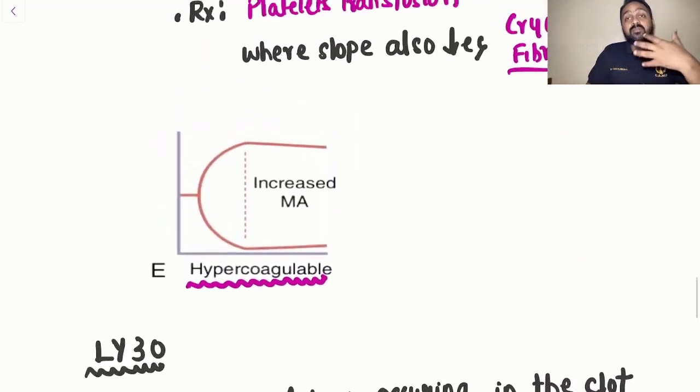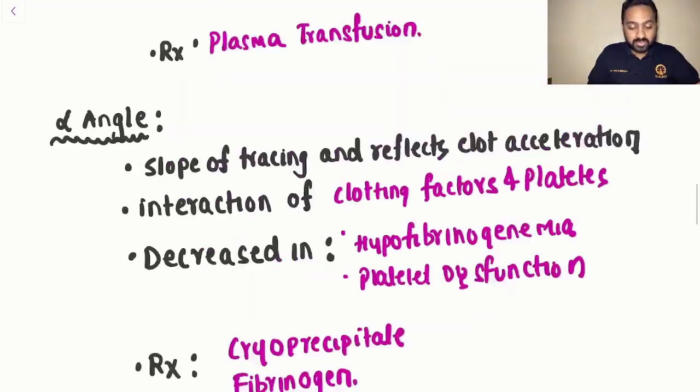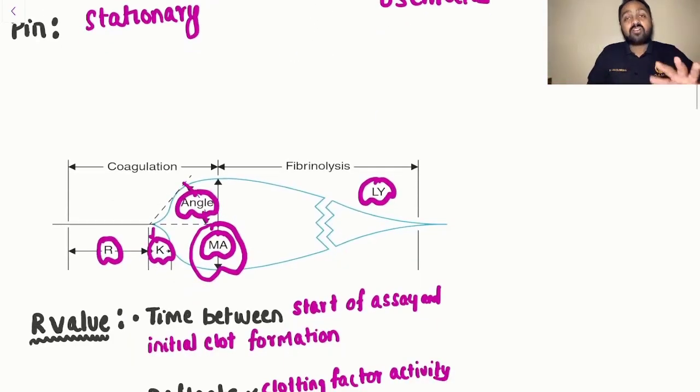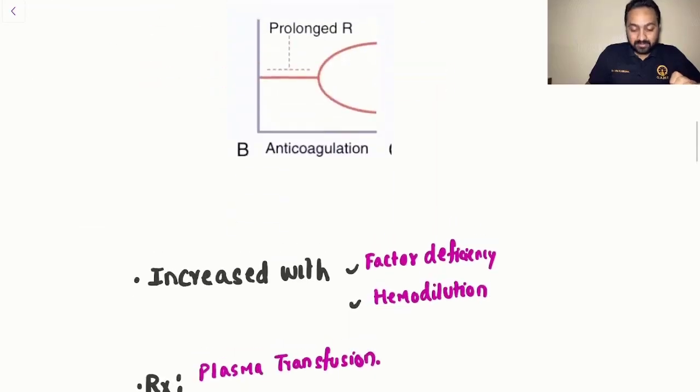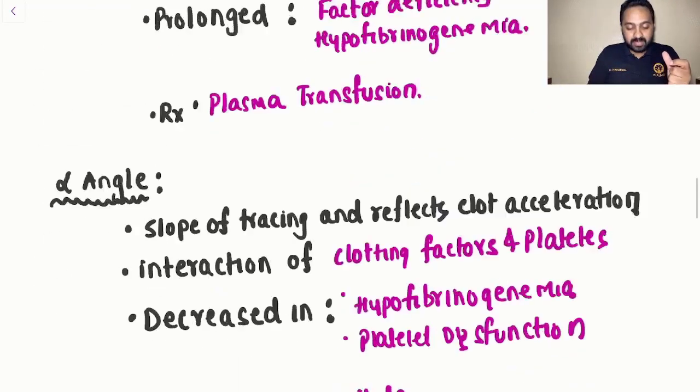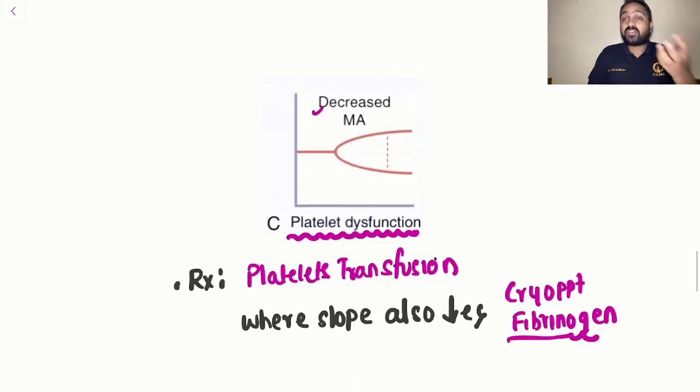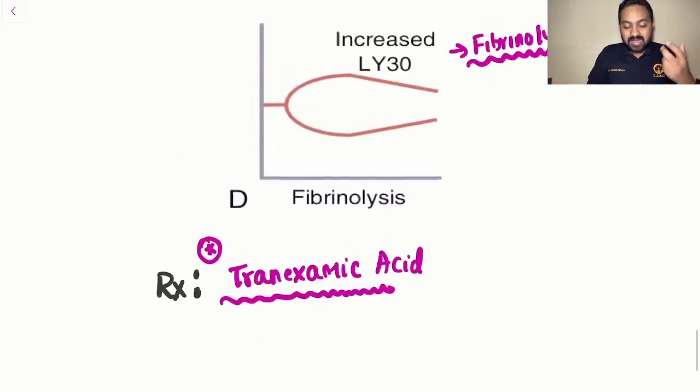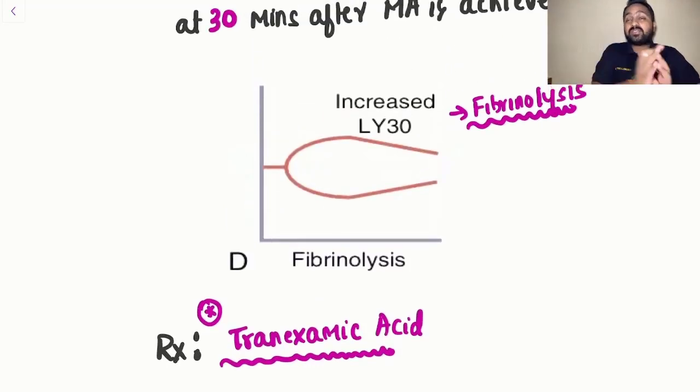Now from this particular topic, you might get a question directly from this particular image of the tracing of TEG, right, where they might ask you direct one-liners as what is R value, what is K, what is alpha angle, what is MA, and what is LY, or they might just give you a clinical scenario saying that there's increased LY30, so what would be your treatment option, or it could be on the basis of various diagrams like this: prolonged R, what would be your treatment; decreased MA, what is the diagnosis and what would be your treatment; and increased LY30, so what would be your diagnosis and what would be your treatment.